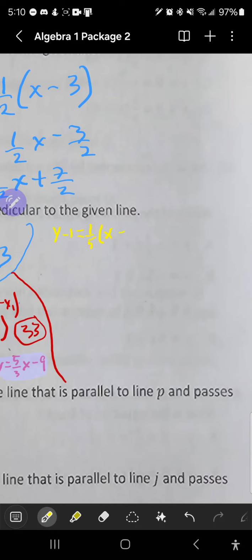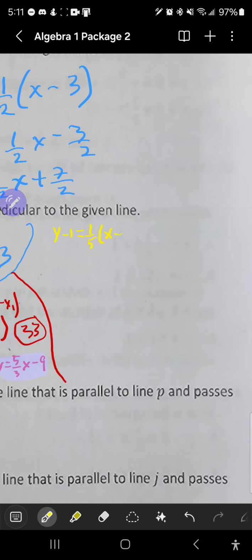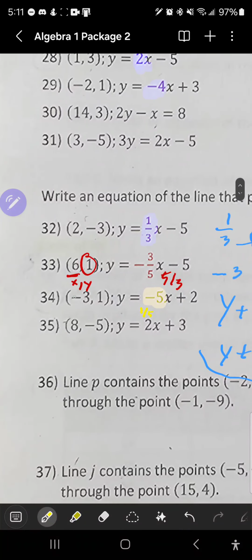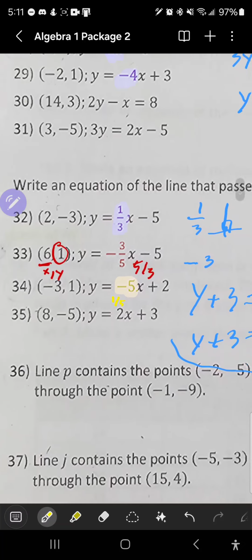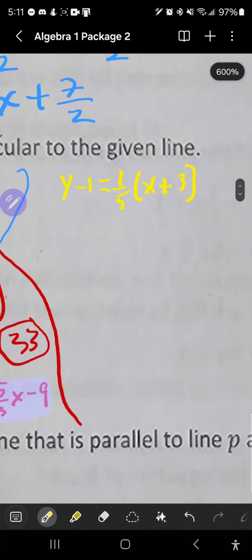now the value is negative 3, so we say minus and minus is plus, so we just put plus 3, you see, because if they have the same sign, it's going to be positive. If they have different signs, it will be negative, as I have explained before. So we got our equation.